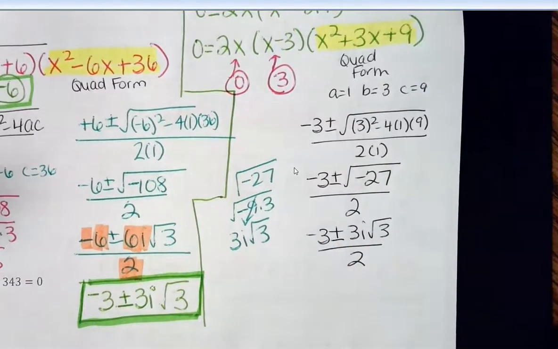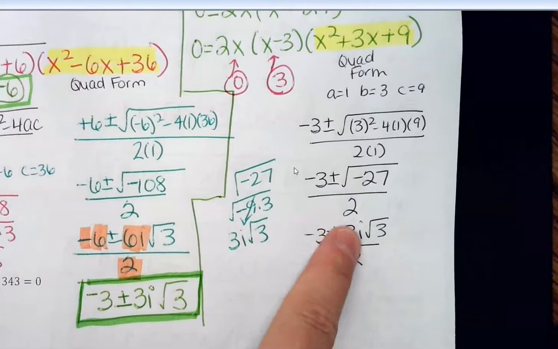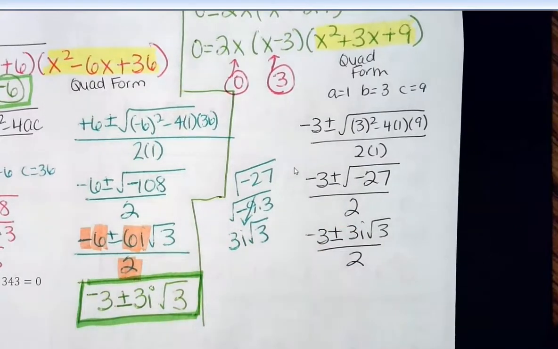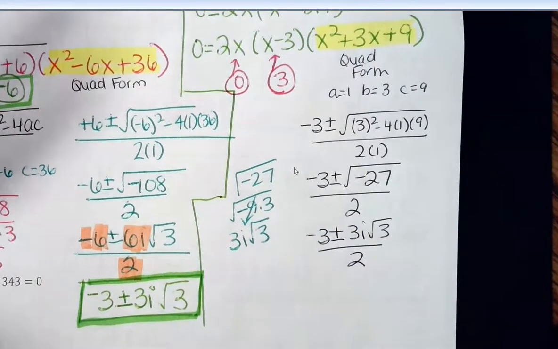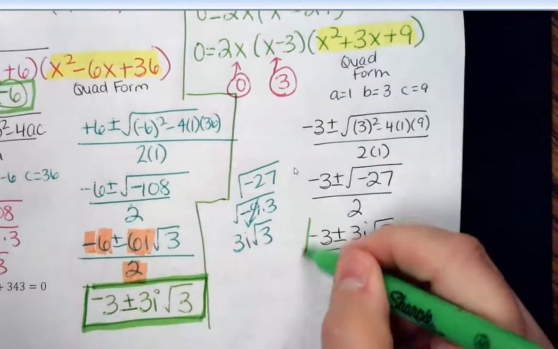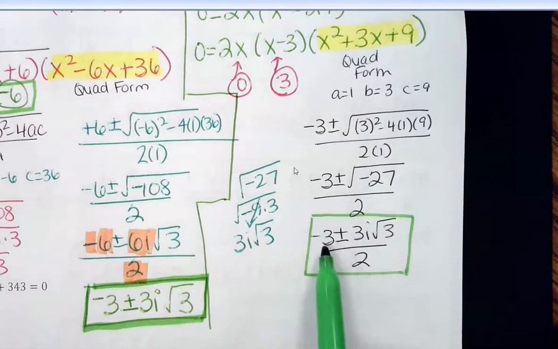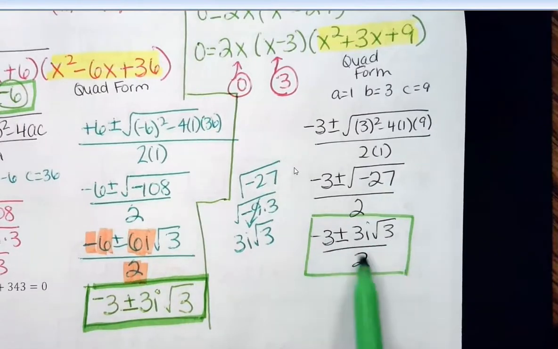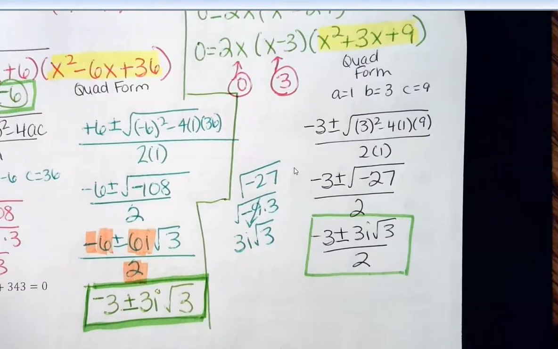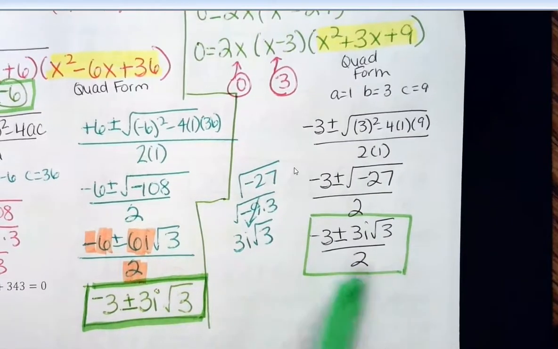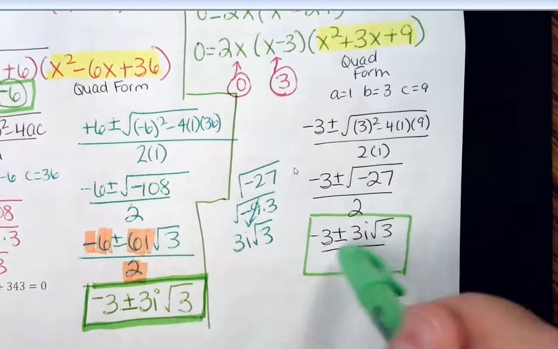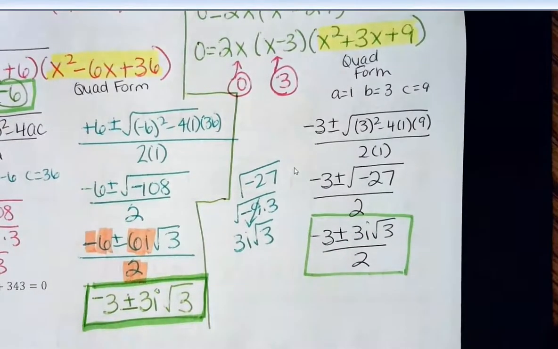Now, negative 3, 3, and 2 do not have any greatest common factor, so I can't reduce this. This is just going to be my other set of 2 answers here. So negative 3 plus 3i radical 3, negative 3 minus 3i radical 3, all that both over 2. So you have 1, 2, 3, 4 answers to your question. Anytime you have a sum or difference of cubes in your problem, 2 of the answers are going to be imaginary.